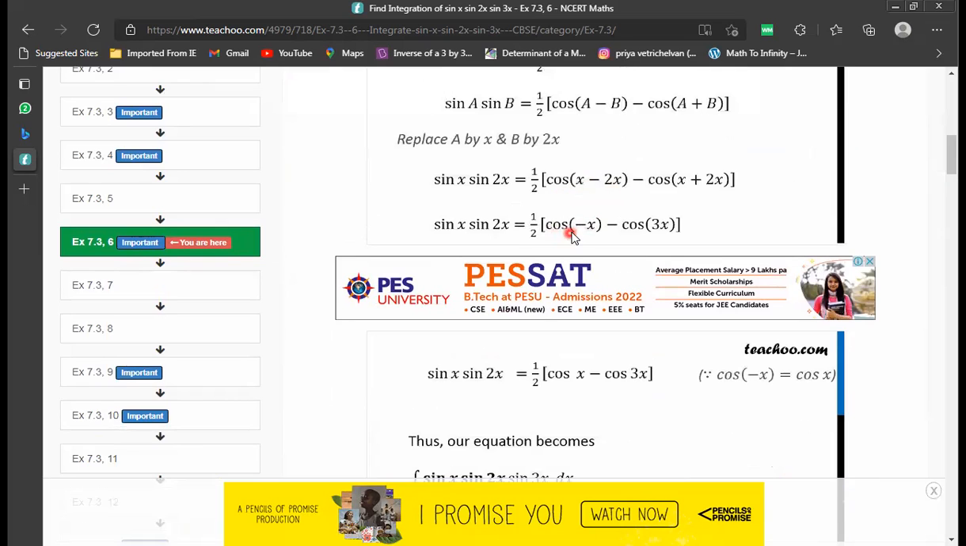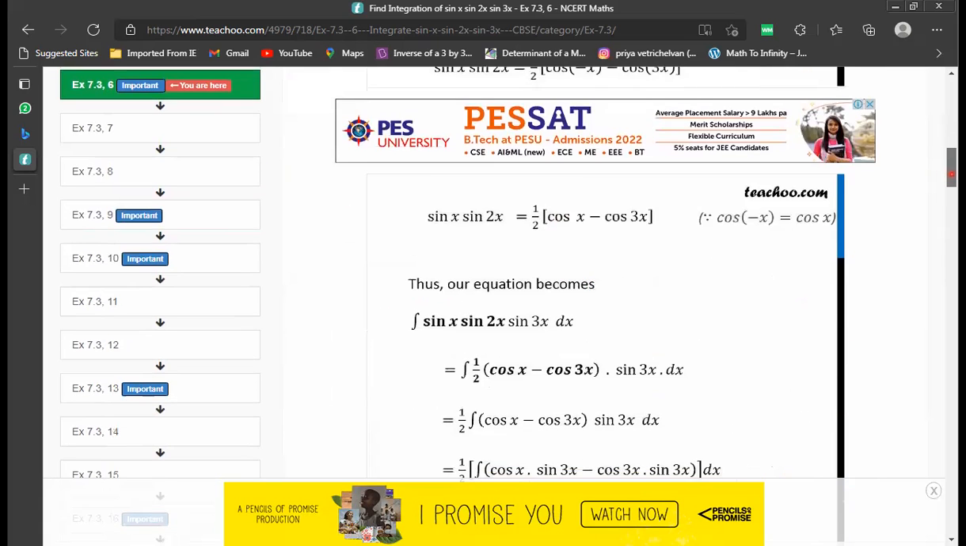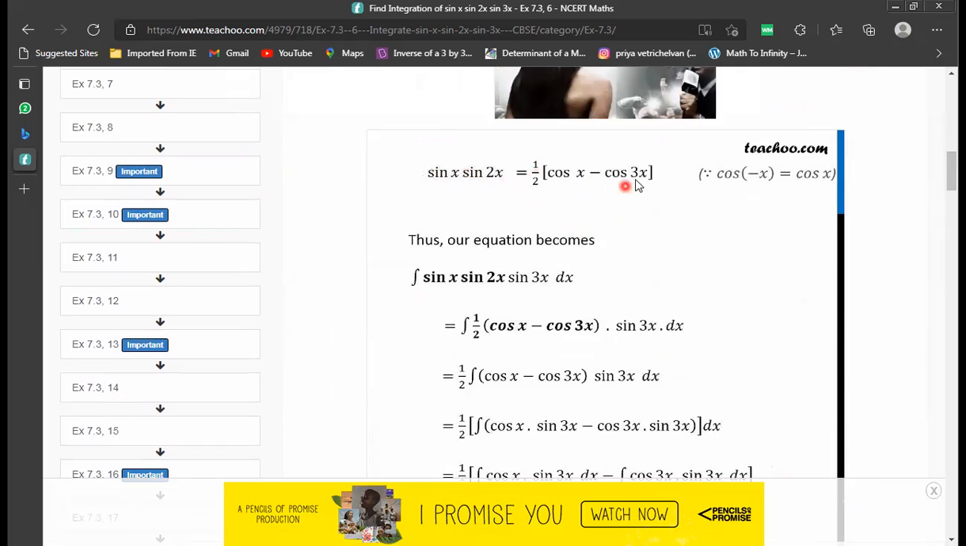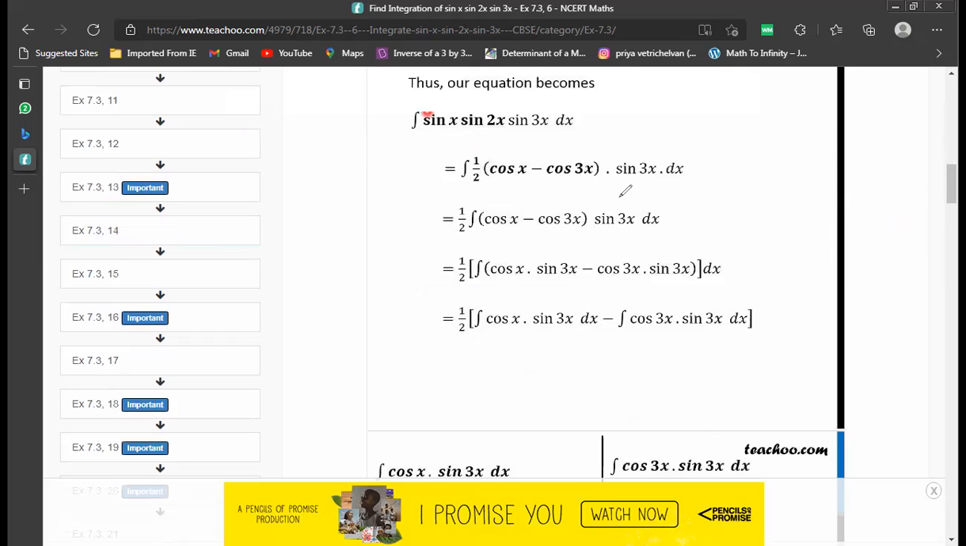Cos of x minus 2x will give you cos minus x, and x plus 2x will give you cos 3x. So sin x sin 2x has changed into 1 by 2 [cos x minus cos 3x]. And you do have the third term in your question, which is sin 3x. So now you can take the sin 3x and multiply it with these 2 terms. Cos x into sin 3x is cos x into sin 3x. Cos 3x into sin 3x is cos 3x into sin 3x. We are just multiplying inside.